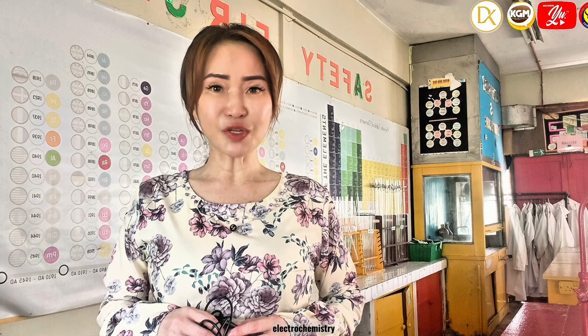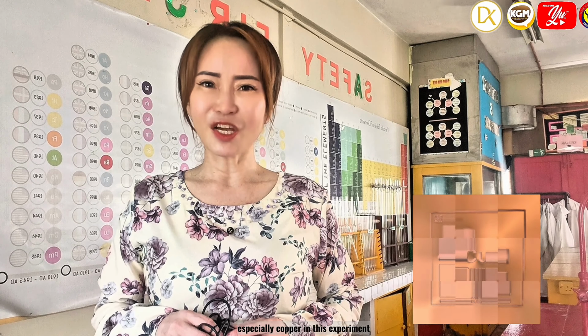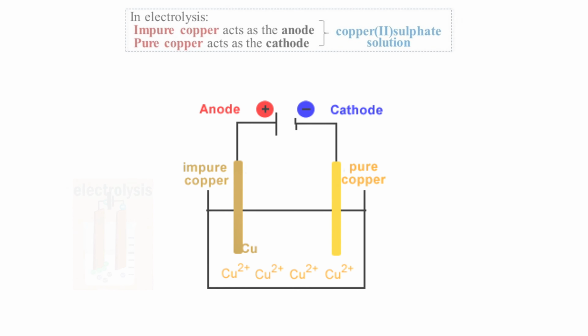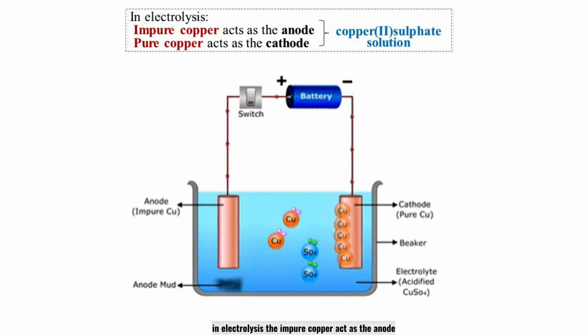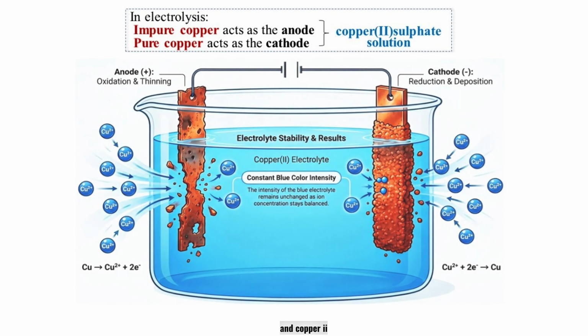So, how does industry purify copper? Electrochemistry plays an important role in the purification of metals, especially copper. In this experiment, we will investigate the electrolysis of copper and apply Faraday's law to determine the amount of copper deposited during electrolysis. One of the most important industry methods used to purify copper is electrolysis. In electrolysis, the impure copper acts as the anode, the pure copper acts as the cathode, and copper(II) sulphate solution acts as the electrolyte.